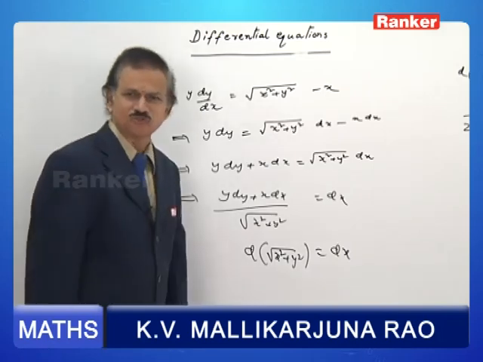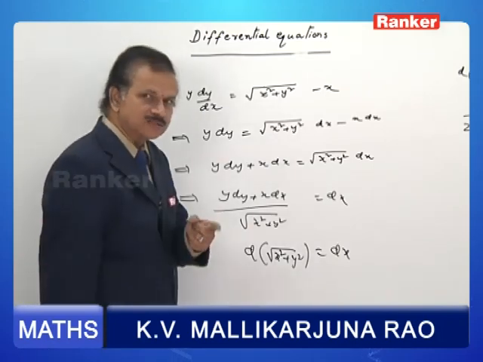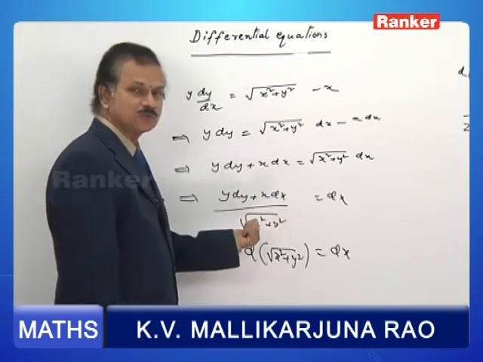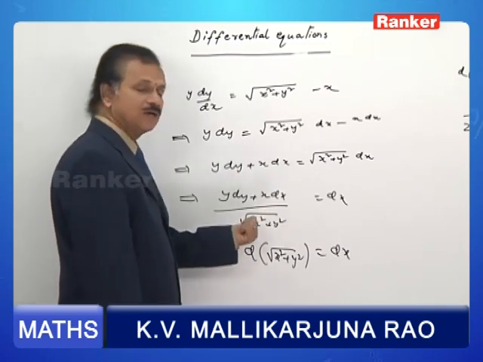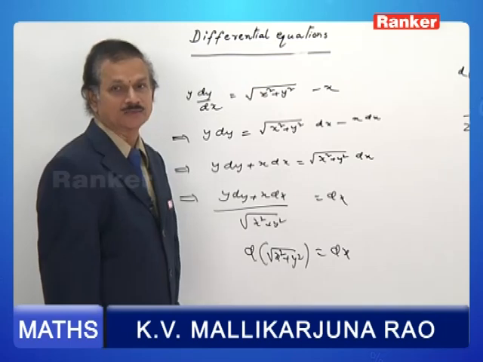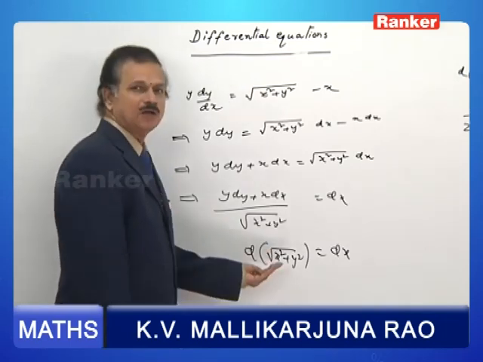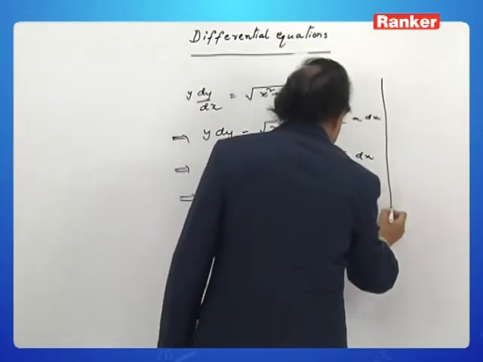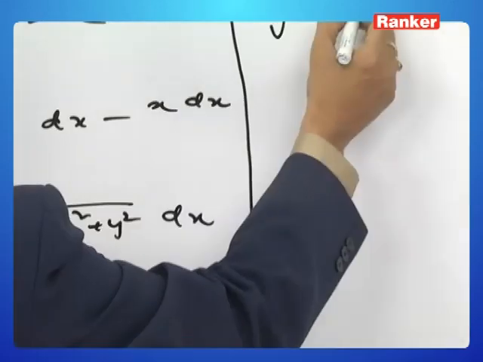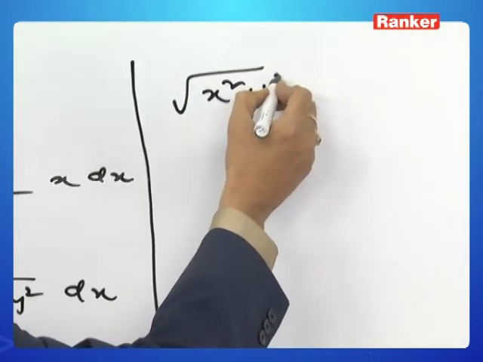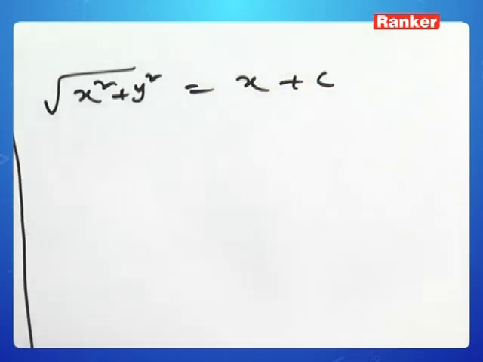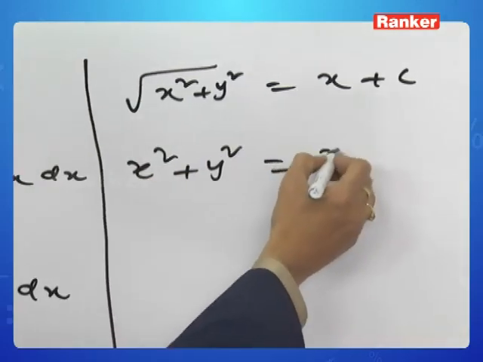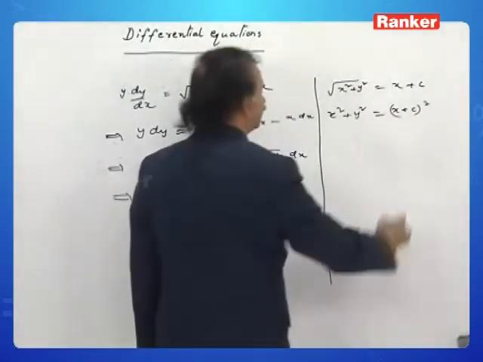We are not supposed to do that here because x dx plus y dy by root of x square plus y square is just nothing but d of root of x square plus y square. The differential of root of x square plus y square is dx. Well done. Let us now integrate it on both the sides, so that root of x square plus y square is equal to x plus c. Therefore, x square plus y square is equal to x plus c whole square, right?